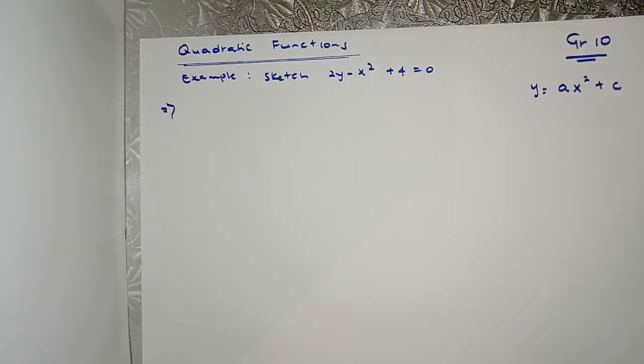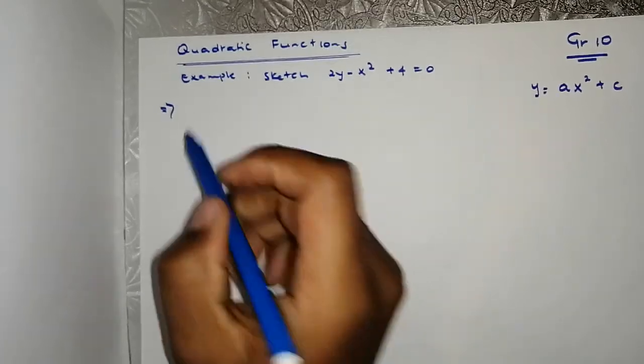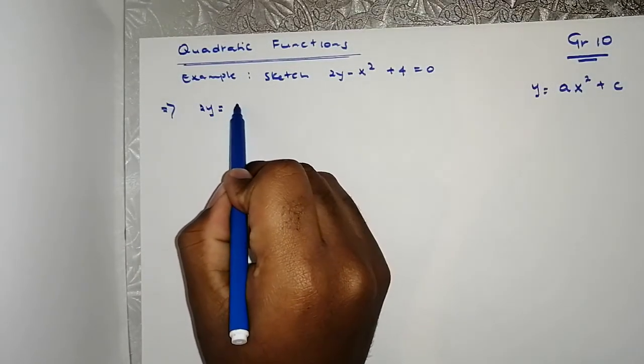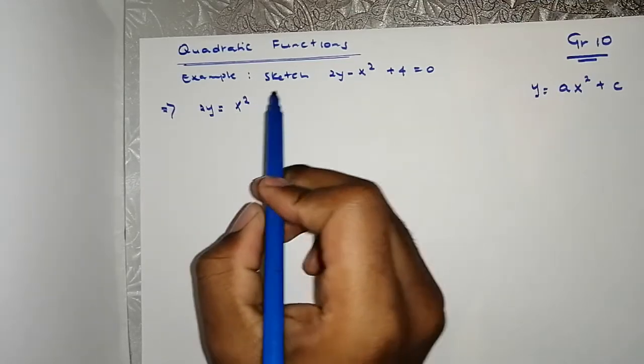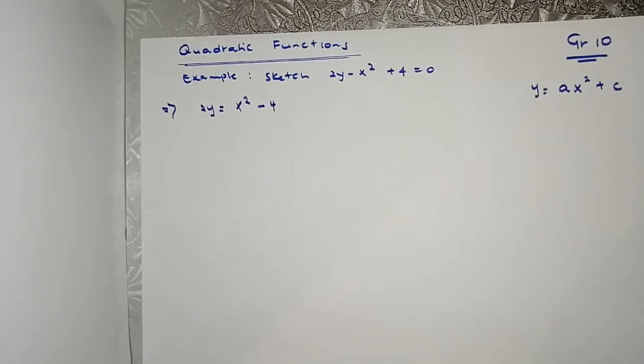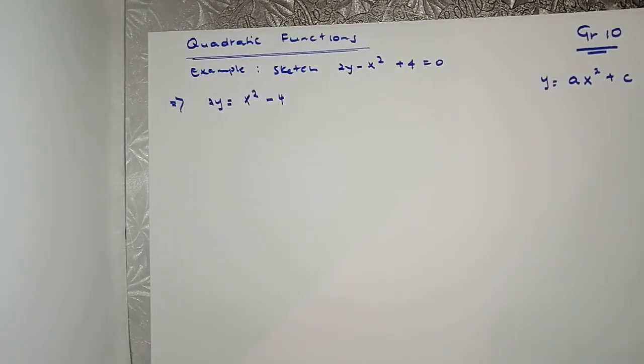Let us do this thing together. Just grab your pen and paper and get closer. First of all, let us write this in the standard form that we are used to. So it's going to be 2y is equal to x squared minus 4. That's the first step in writing it in the standard form.